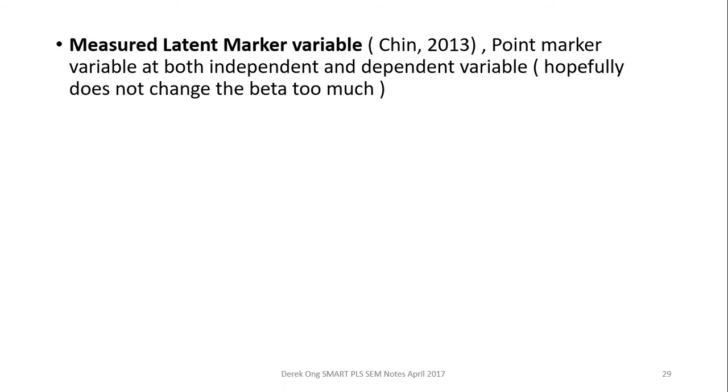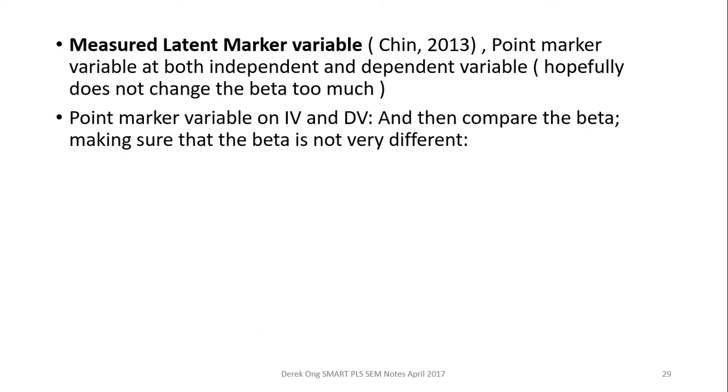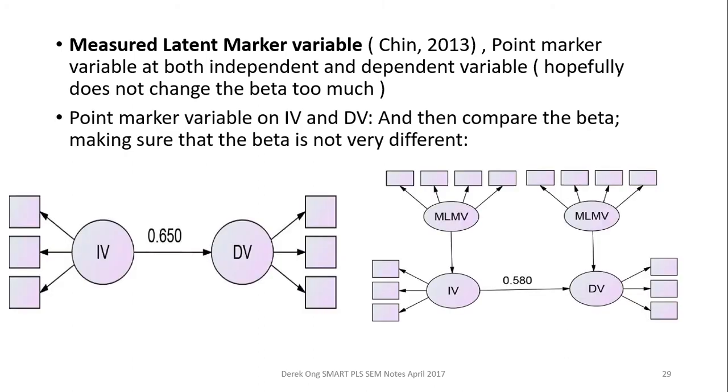Now, you can either use that or you can use the measured latent marker variable, which is where your social desirability scale comes in and points at both the independent and dependent variable, and then you compare the beta or the R square again. And of course, I would say compare the R square, which is a little bit easier to look at the differences. Any differences more than 10%, then you know that there is a problem.